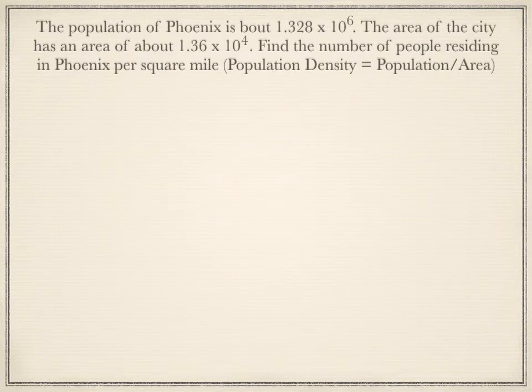Let's move on to the next problem. The population of Phoenix is about 1 and 328 thousandths times 10 to the 6th. The city has an area of about 1 and 36 hundredths times 10 to the 4th. Find the number of people residing in Phoenix per square mile.